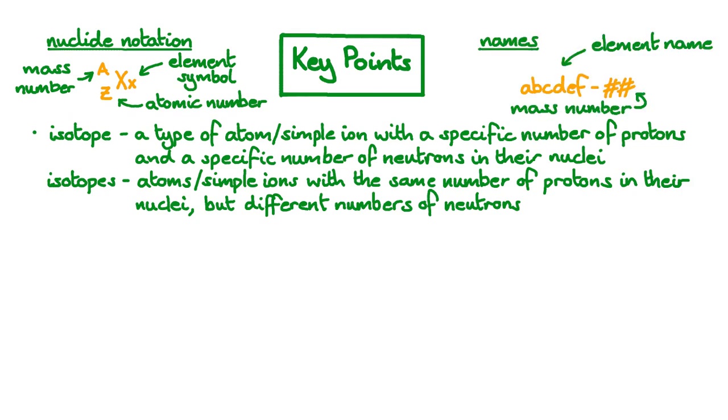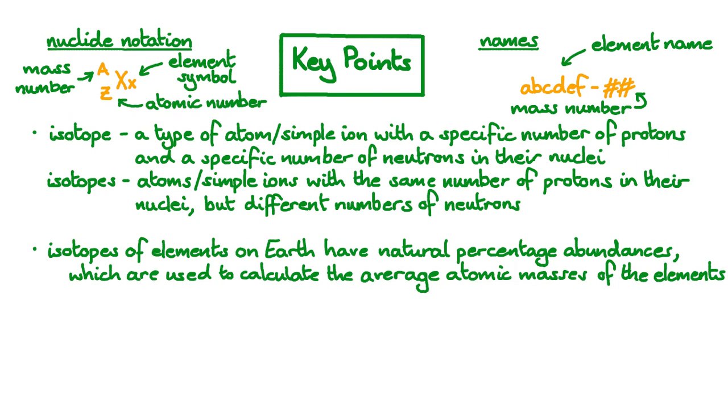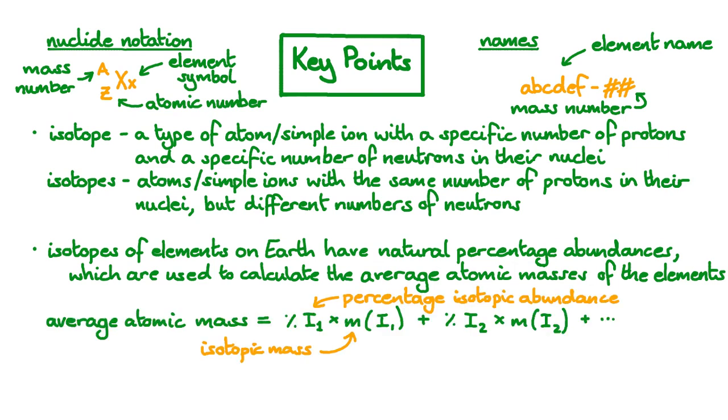Or you may see the full name of the isotope, which is the name of the element the isotope is of, followed by the mass number. Isotopes of elements on Earth have natural percentage abundances, which are used to calculate the average atomic masses of the elements. You may see average atomic mass referred to as atomic weight. And finally, you can calculate the average atomic mass of any element or sample by taking the percentage isotopic abundances, multiplying them by the isotopic masses, and summing them together.